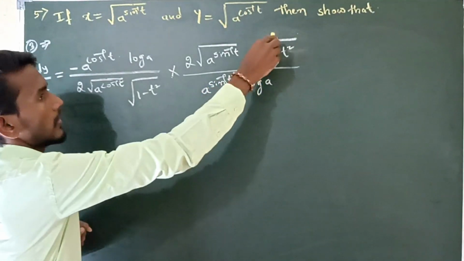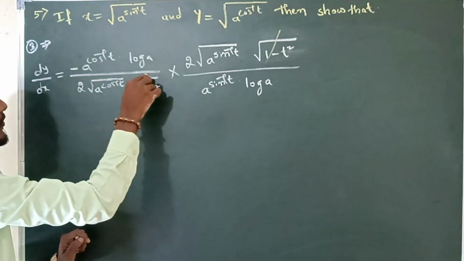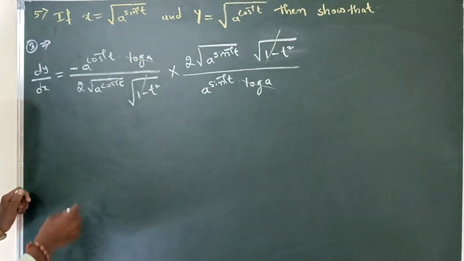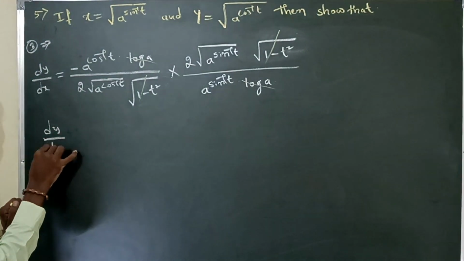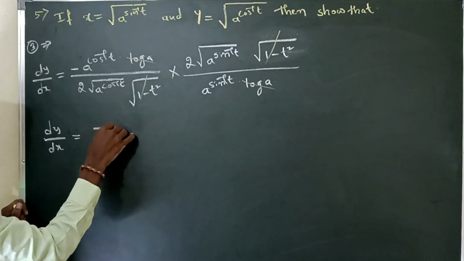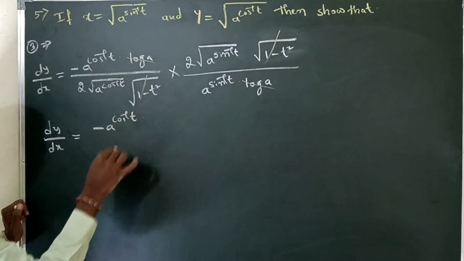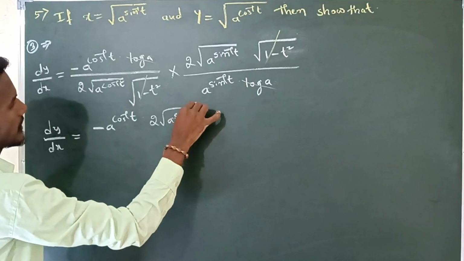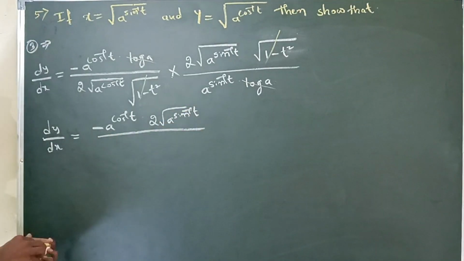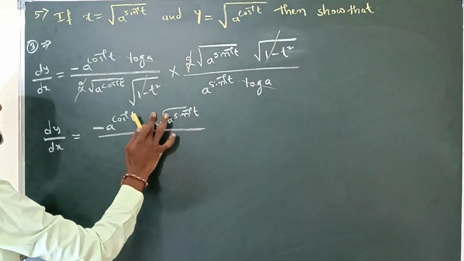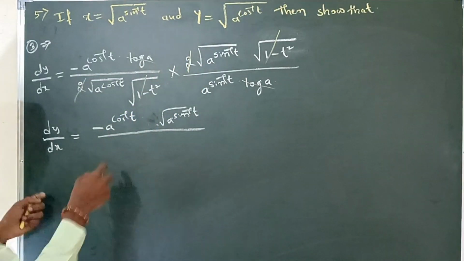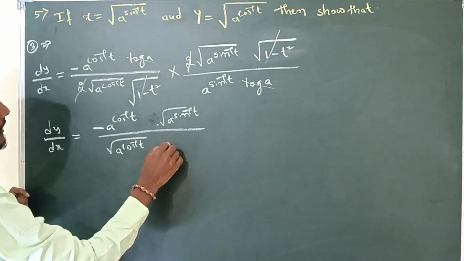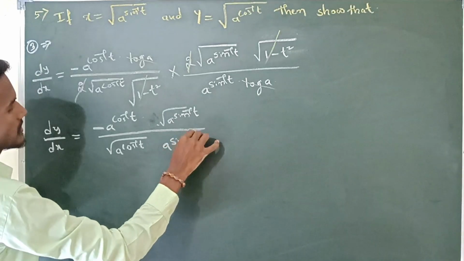You have to observe root of 1 minus t square, root of 1 minus t square, they cancel, and log a cancels. Remaining terms are dy by dx is equal to minus a to the power cos inverse t into 2 root of a to the power sin inverse t, whole divided by, here one more thing, this 2 cancels, I'll remove this 2. Now what is the remaining here, root of a to the power cos inverse t into a to the power sin inverse t.